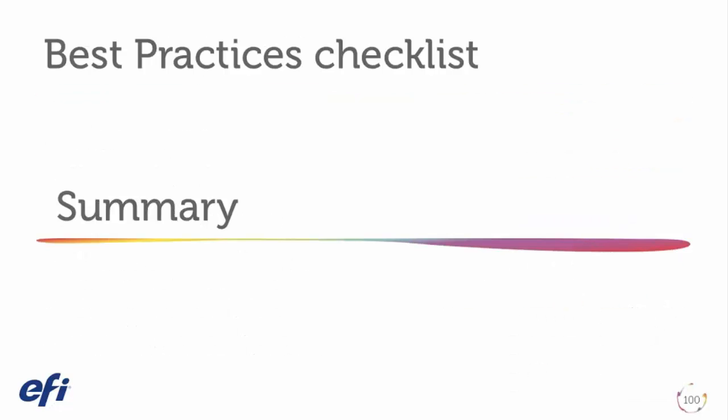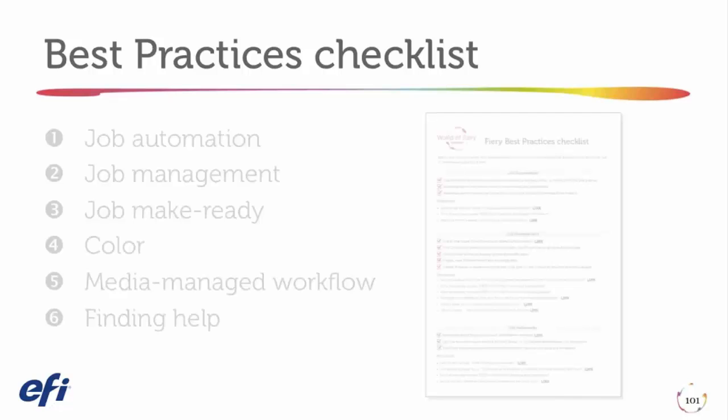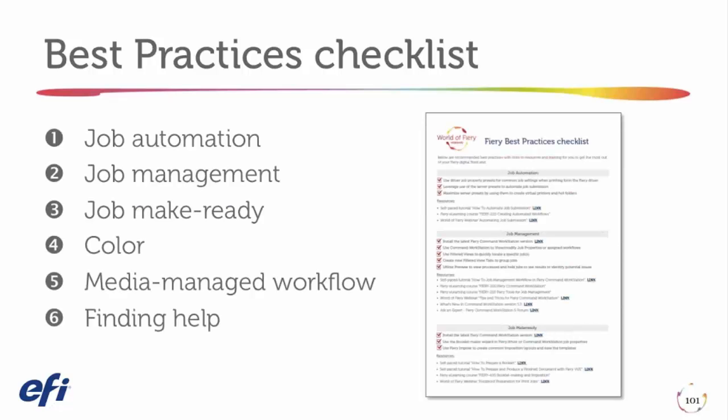So, in summary, let's go back and realize that the topics that we've covered around automation, job management and job make-ready, color and media managed workflow, and health have all been collected and put into the best practices checklist that we've created for you. This will be made available to you shortly after our webinar. And in addition to that, we have tasks that you really should be asking yourself to make sure that you're doing and getting the most out of your investment for each one of these topics.